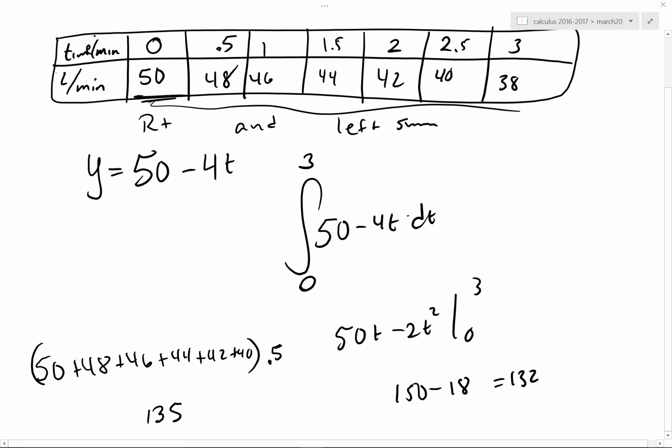Yeah. I bet the left sum's smaller. The right sum, from here to here? Can you add it up, and then times it by 0.5, what do you get? So from here to here, what do you get?